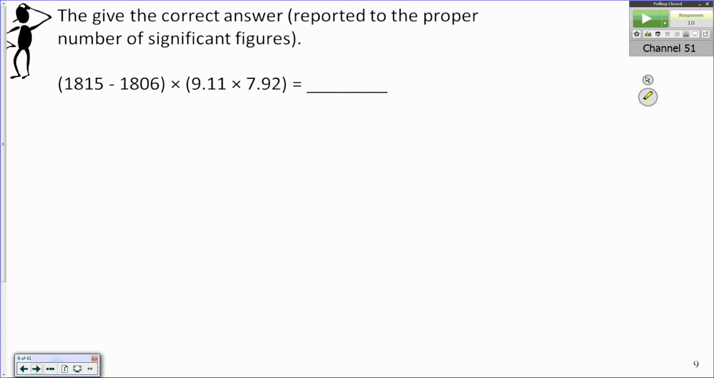Okay, so here's an example calculation. Let's go through these. So this one, I've got a couple of things. You'll run into problems like this. Spend a second and try to work this. You've got parentheses in there. I want you to come up with an answer, and then I'm going to work it.